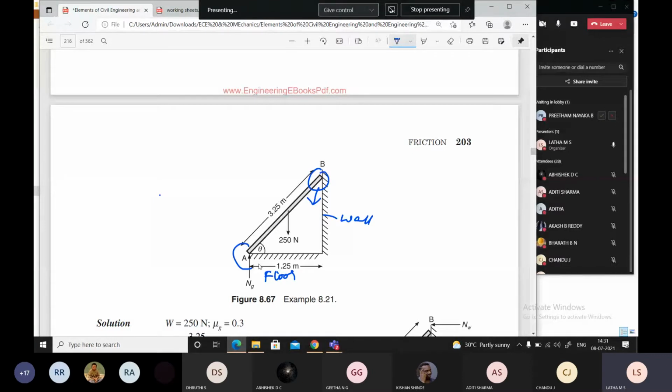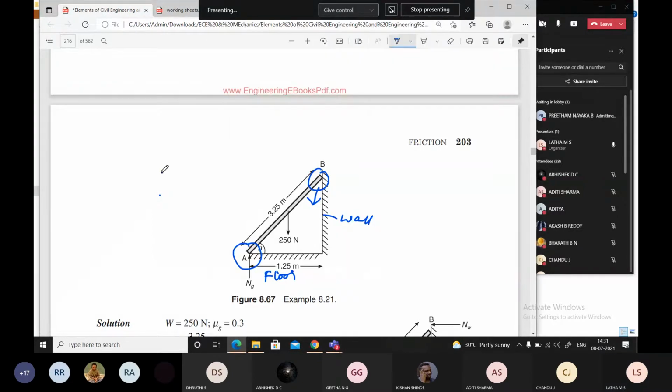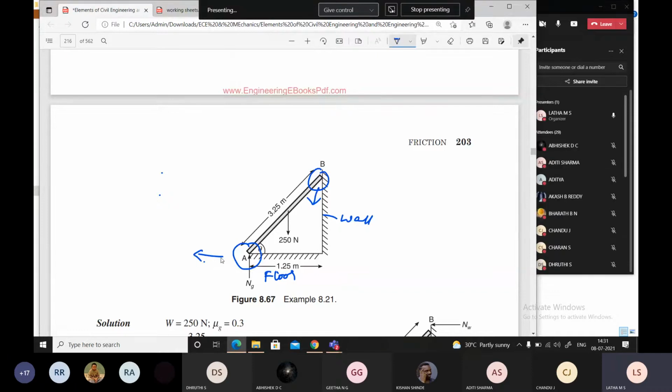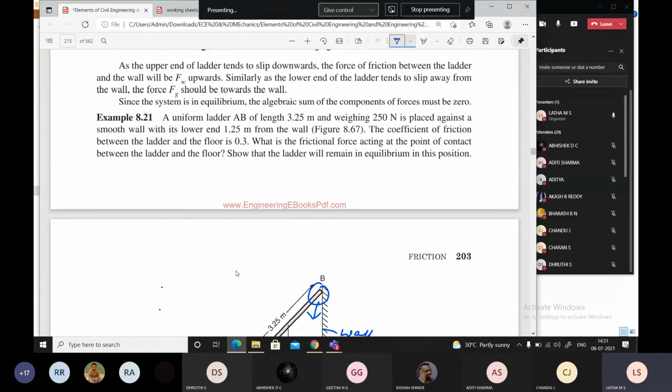At point B, how will this ladder slide? Left. Yes, to the left. So this is the concept, students, you have to keep in mind. Now in this problem, they have asked you to calculate the frictional force at the point of contact.